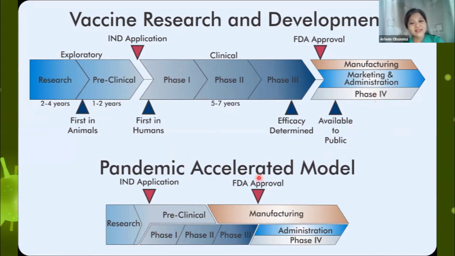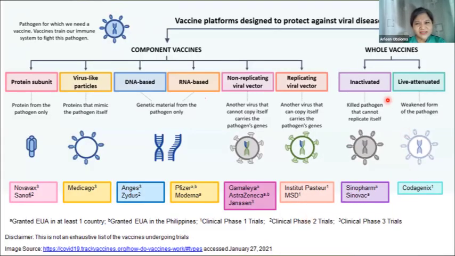But for the pandemic accelerated model, this is what happens. Research was started when they noted the virus, and then there was a preclinical trial already. And while the preclinical trial was still ongoing, they already started with the phase one trial. They started with the healthy individuals, and then they proceeded to give it to vulnerable individuals, and then the phase three. While they were still in phase two or three, manufacturing was already started, so that when the results come out, it's already ready for distribution to the different countries. So there's administration, and there's also phase four of the trial, while manufacturing and distribution of the vaccine is done.